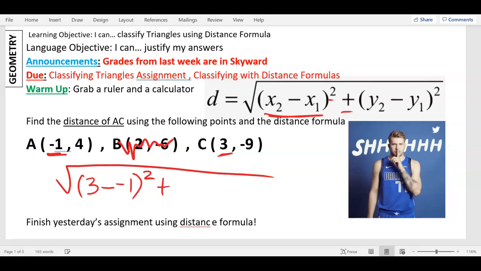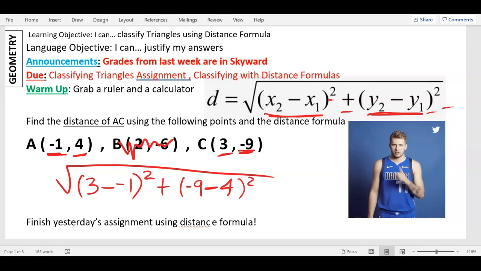Plus parentheses. Now I'm going to do y2 minus y1. Negative 9 and 4. So negative 9 minus 4. And don't forget the last parentheses squared. Okay. So everyone's seeing this. x2 minus x1 squared plus parentheses y2 minus y1 squared.